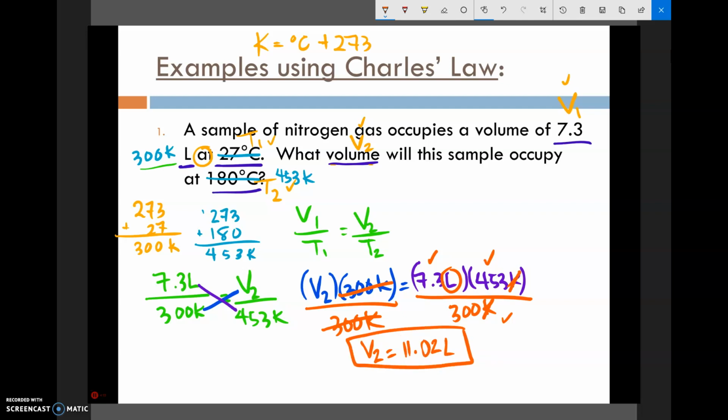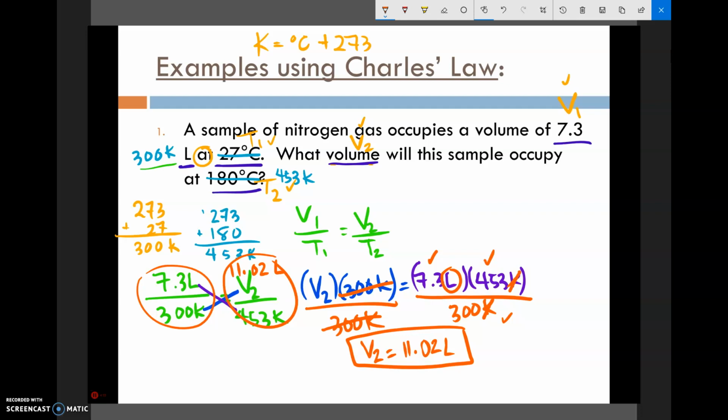If you want to check this answer, put it into the original equation. We would put it right here, and then you would divide these two values, and then divide these two values. As long as they are the same, with the exception of rounding, then your answer is correct. And again, you can look at your original values and determine if it's following the proportionality of Charles' law, which is direct proportionality. So right here you have 7.3 liters.